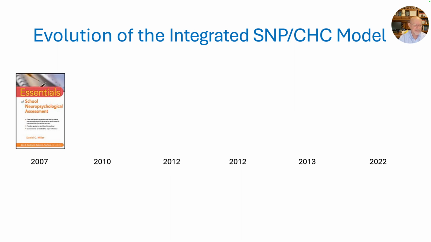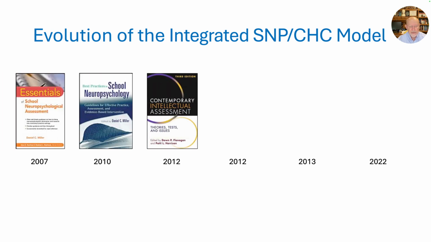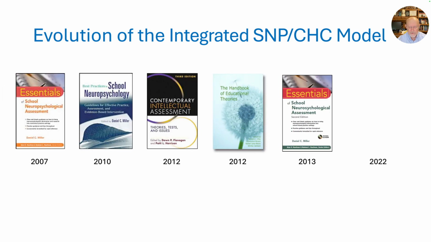It started out in 2007 when I wrote the first edition of the Essentials of School Neuropsych Assessment. I introduced an earlier version of the model at that stage. Over the years, I've written extensively about the model in various publications. The Best Practices in School Neuropsych book came out in 2010. That was using the model as a lens to look at neurodevelopmental disorders. We wrote several chapters in the Contemporary Intellectual Assessment book about the model in 2012. We had another publication in 2012.